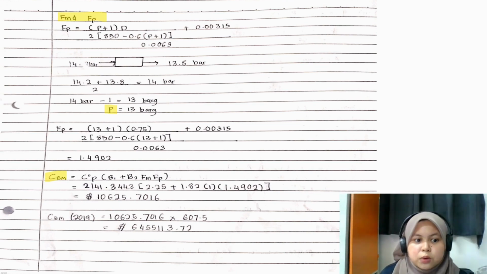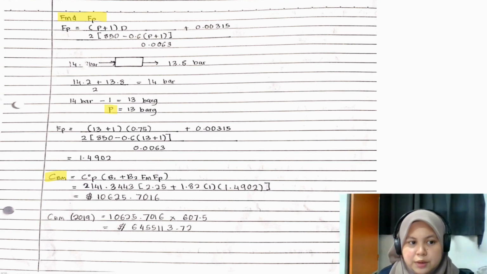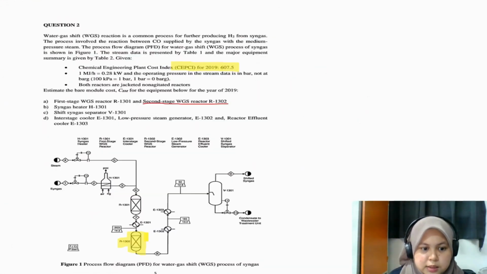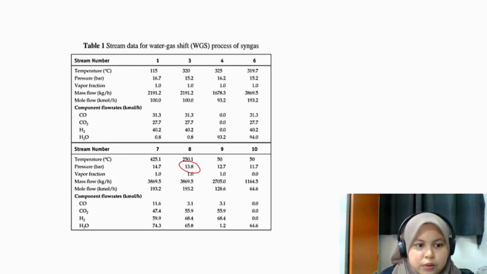How do we find P? We need to look at the reactor in the PFD given. So this is the reactor, and if we look here, the pressure in to this reactor is 14.2. Meanwhile, the pressure out of this reactor is at stream number 8. At stream number 8, we can see that the pressure is 13.8. Therefore, the pressure out of this reactor is 13.8.